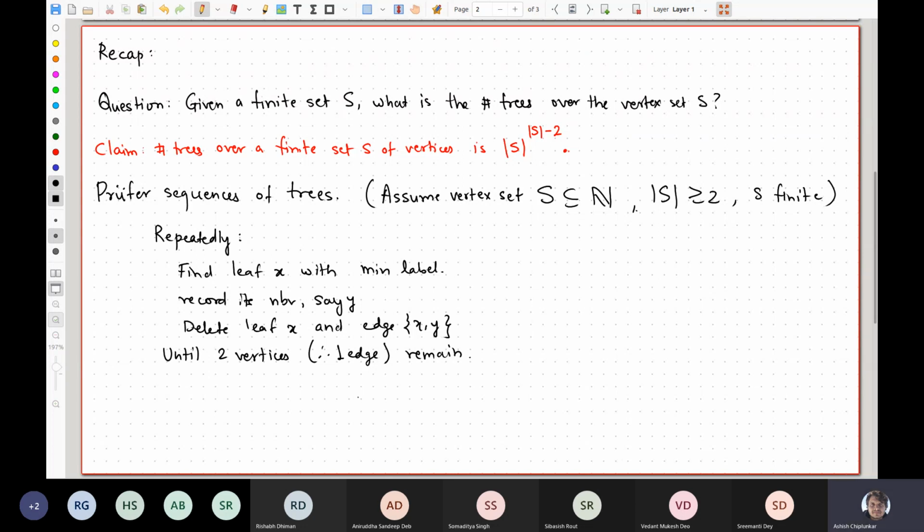Okay, so is the construction of a Prüfer sequence clear to everybody? Raise your hand if it is not clear. Okay, cool. So yeah, that construction seems to be clear.